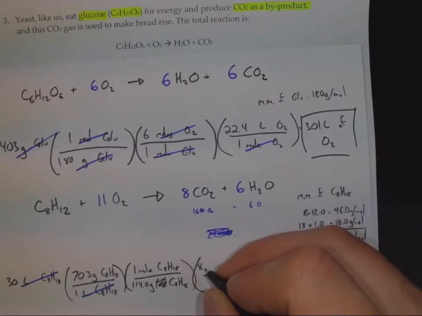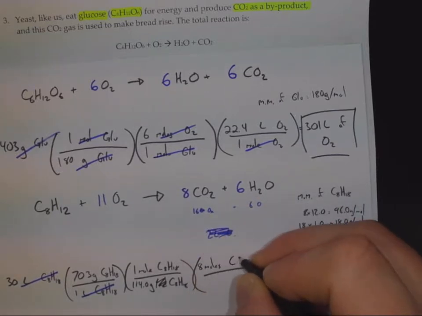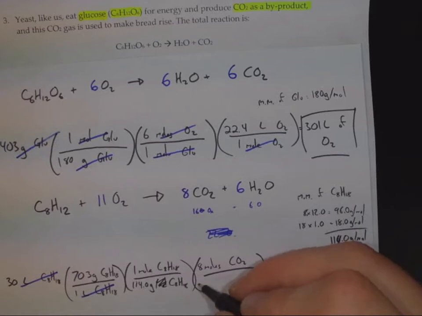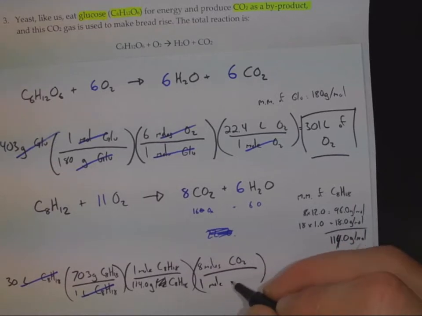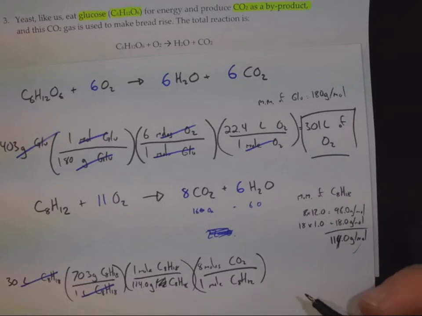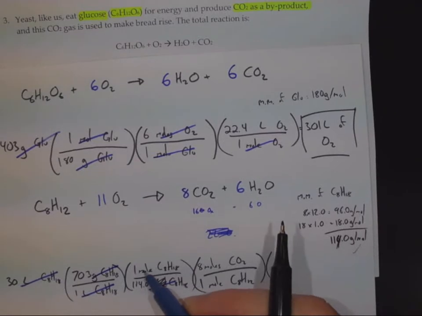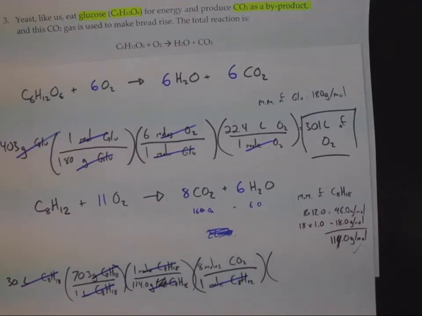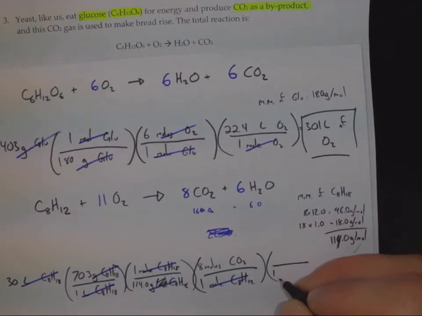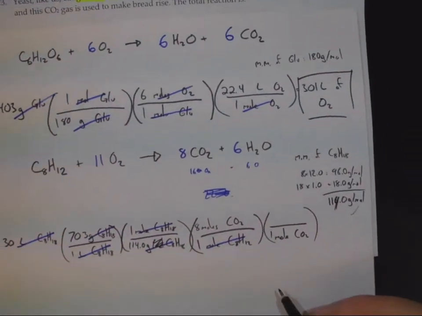It says that 8 moles of carbon dioxide for every 1 mole of octane. And lastly, we want to turn that into a mass, not the number of moles. So let's cancel out all the units that cancel here diagonally. Now we have moles of carbon dioxide.